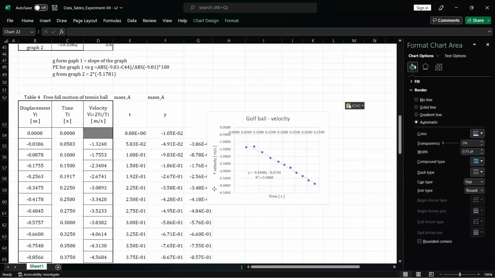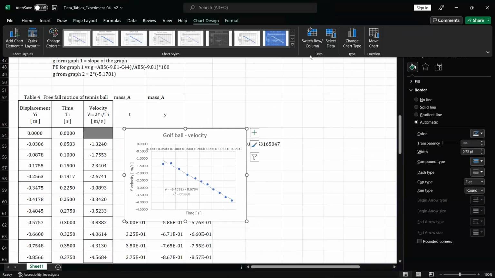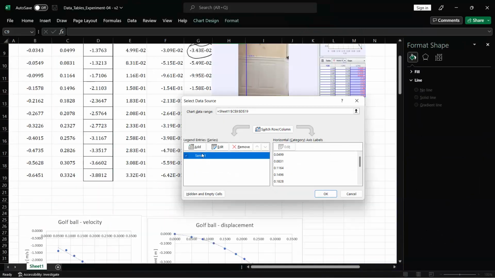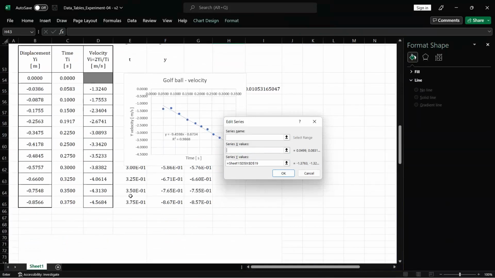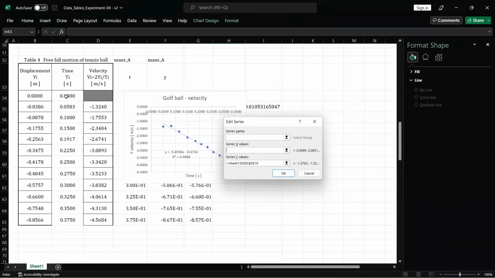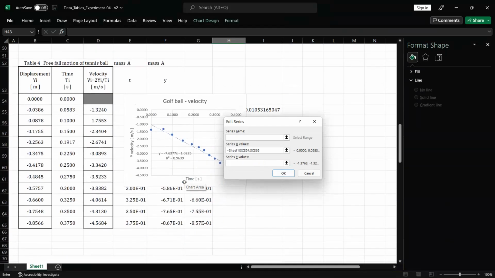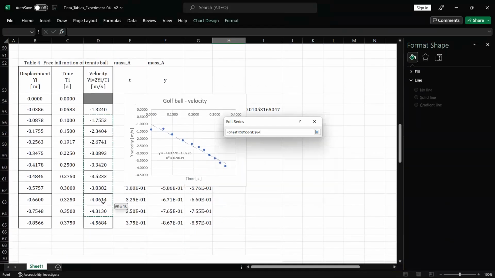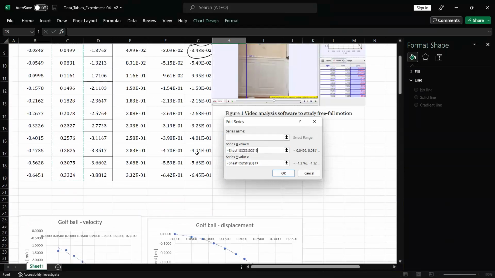Then you click and drag it nearby this table, double click, chart design, select data, then click series one, click edit. Then you erase all the x values from the previous table, scroll down to table six, and select the time values there. Then you erase all the y values from the previous table, scroll down to table six, and select the velocity values from there.